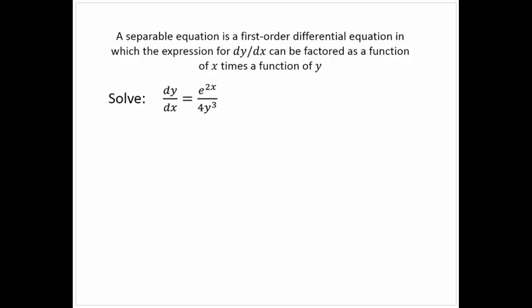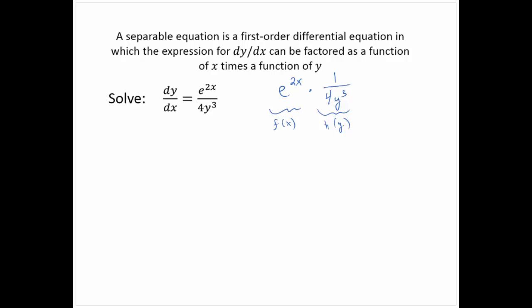So, for example, notice that we have dy/dx equal to e to the 2x divided by 4y cubed. I can think of that as e to the 2x times 1 over 4y cubed. Here, this is some function of x, and this is some function of y, which I'll call h of y. So I have dy/dx factored as a function of x times a function of y.